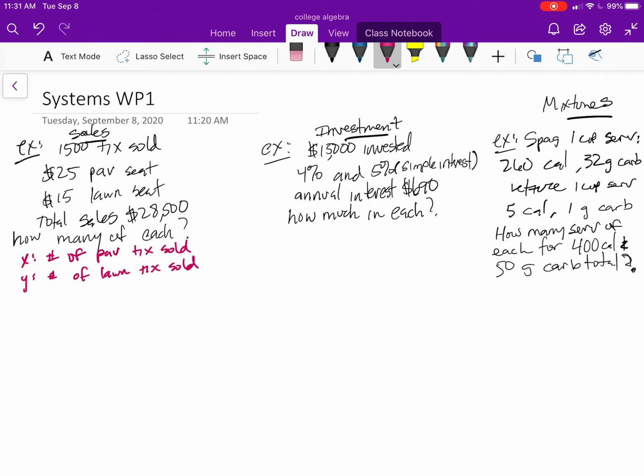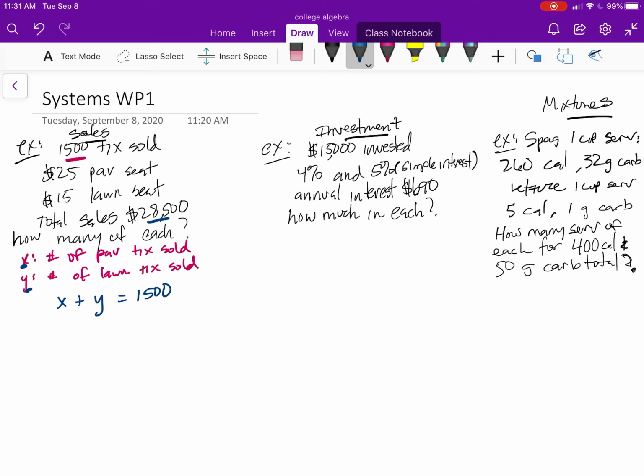So now look at the information we have. 1,500 tickets were sold. So how would I write that? Well, I know some pavilions and some lawns were sold, and that's, in this case, the only two types of tickets. And together, there were 1,500 of them sold. So simply add them up.